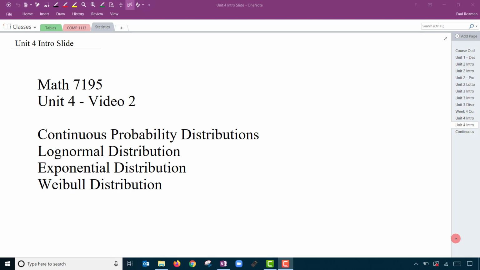Hey, welcome back to Math 7195, Unit 4, video number 2. Today we'll be discussing more continuous probability distributions.